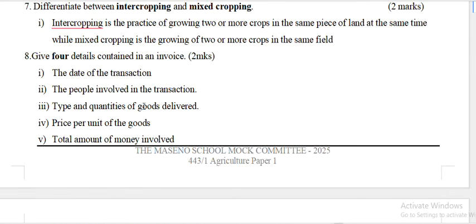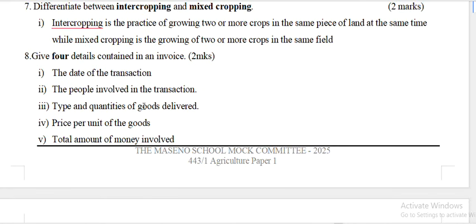Question 7. Differentiate between intercropping and mixed cropping. Intercropping is the practice of growing two or more crops in the same piece of land at the same time, while mixed cropping is the growing of two or more crops in the same field.